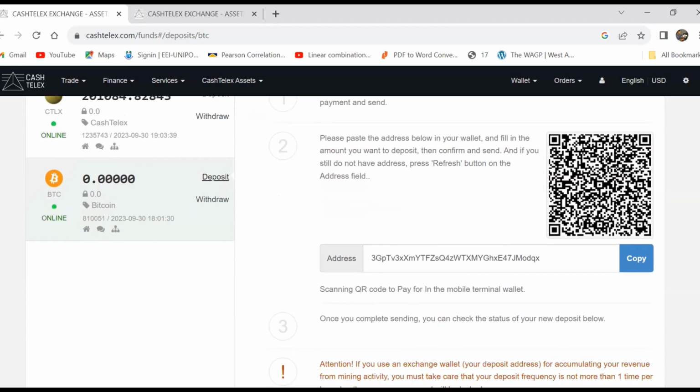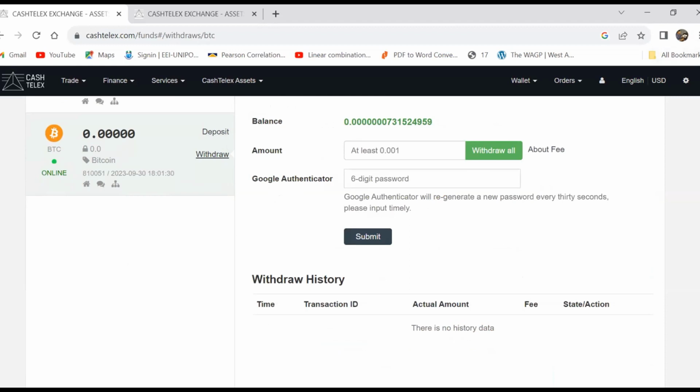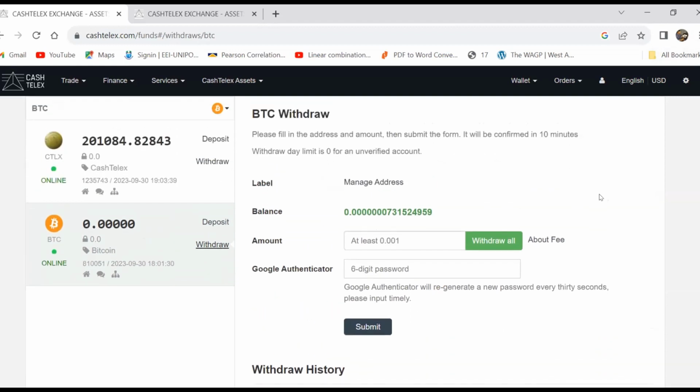So that is how you deposit. Now, to do withdrawal, it's very simple too. This is the ultimate goal, because once the ecosystems come into full operation, for now, I don't know, maybe there will be other forms of withdrawal later. But looking at the white paper, the only way you can withdraw your earnings from CashTelex, according to what we have, is through Bitcoin. And this, for me, is very important.